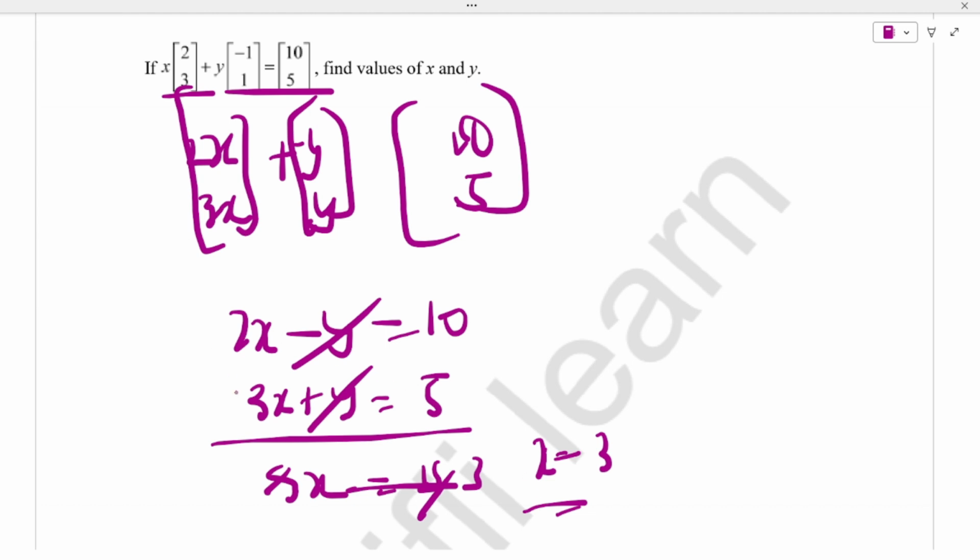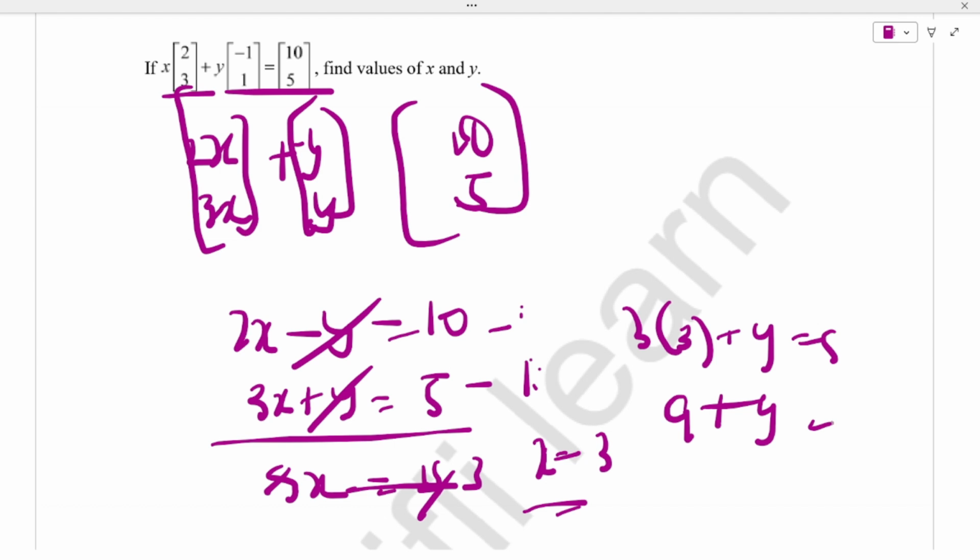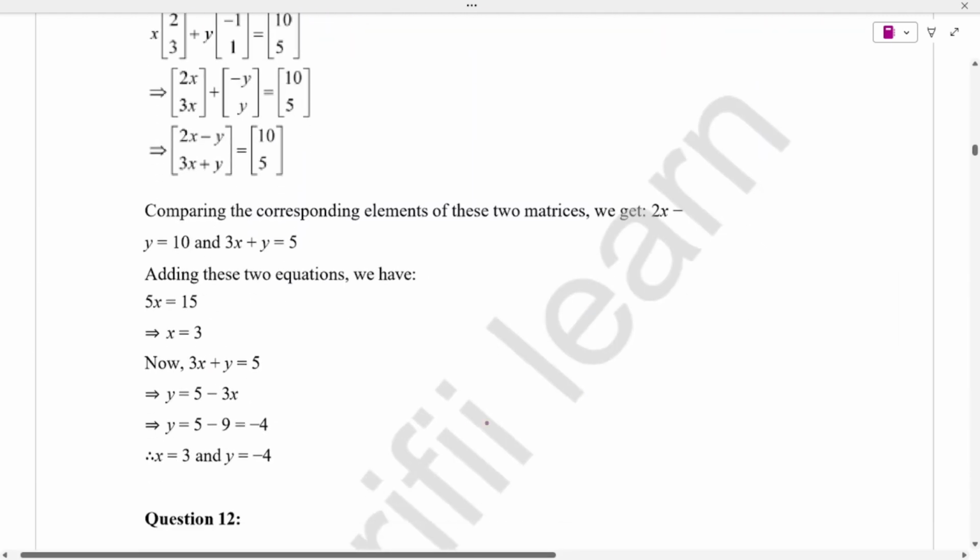Now if you want to find out y, you can substitute in any one of the equations, either in 1 or in 2. Now I will substitute in 2. That means 3 into 3 plus y will be equal to 5. That means 9 plus y will be equal to 5. That means y will be equal to 5 minus 9. That will be equal to minus 4. See, x is equal to 3 and y is equal to minus 4.